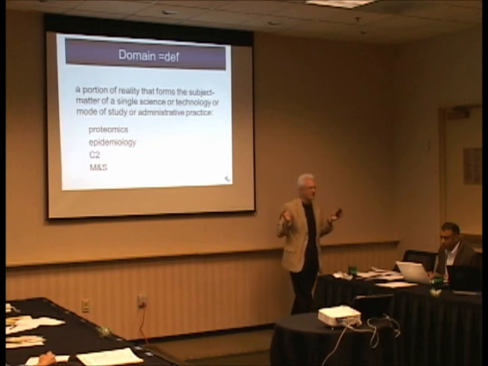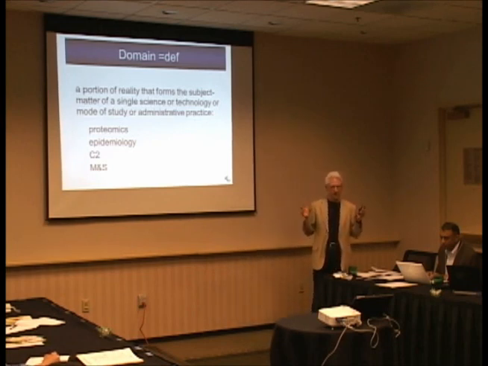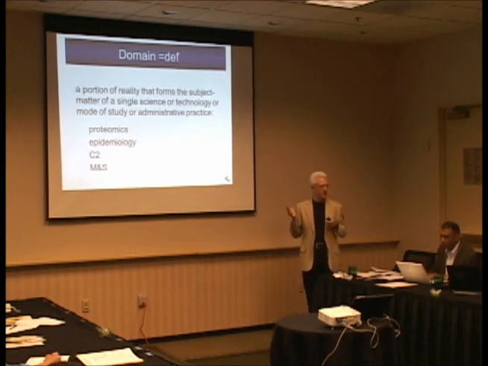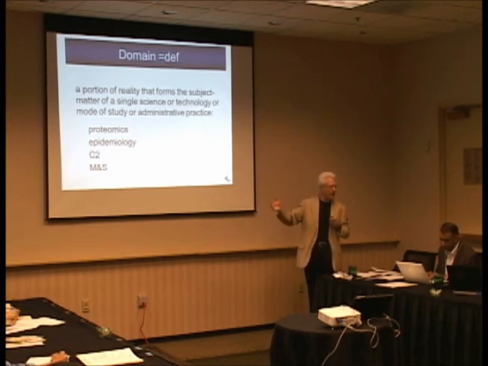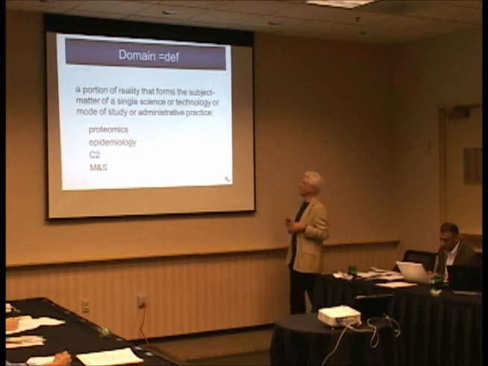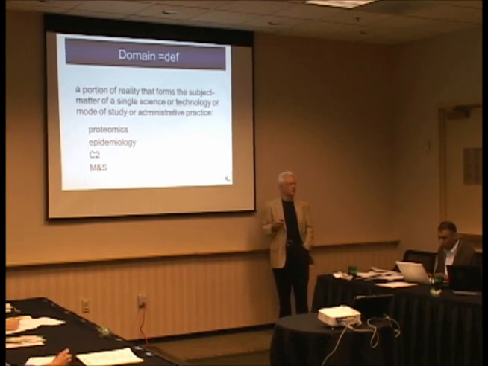But if no one cares about shrimp proteomics, or if no one needs a shrimp proteomics ontology, then there will never be one. So what domains exist is a matter of what people need. It's not something which you can work out in advance. I guess I'll pause for questions there.